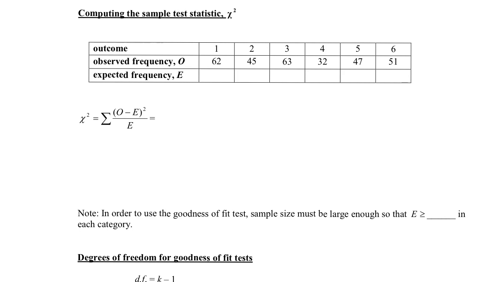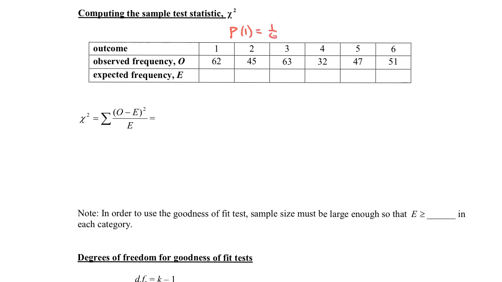So let's say you didn't know much about a six-sided die and you wanted to figure out the expected frequency of getting a one. So you've got a six-sided die, and you want to figure out, if I roll this 300 times, how many ones would I expect to get? Well, you'd say, what is the probability of getting a 1?